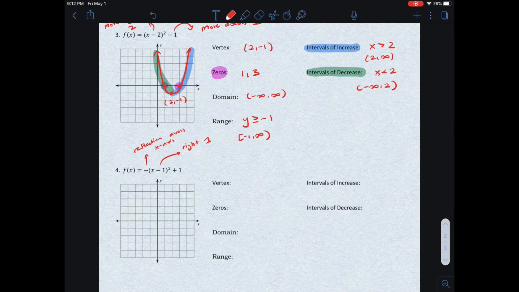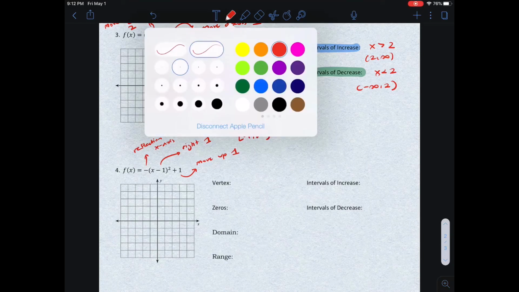And then lastly, that +1, I know that's going to be a vertical shift, which always tells you the truth. So I know that means I'm just going to move up 1 unit, because a +1, typically you think up 1. So what we're going to do is graph this parent function.